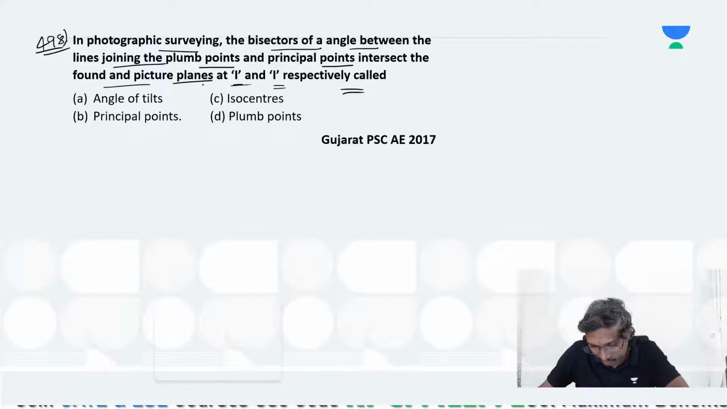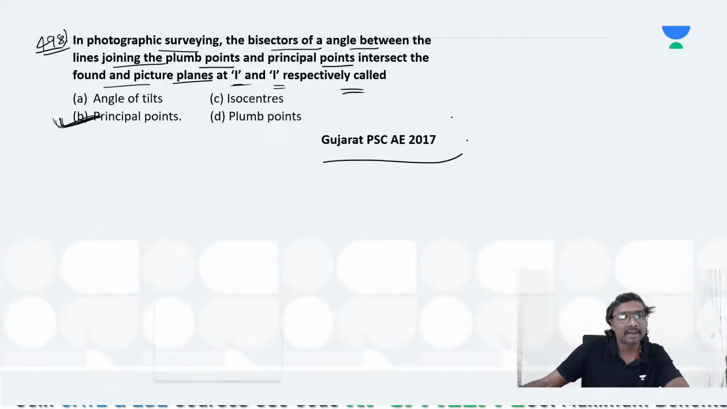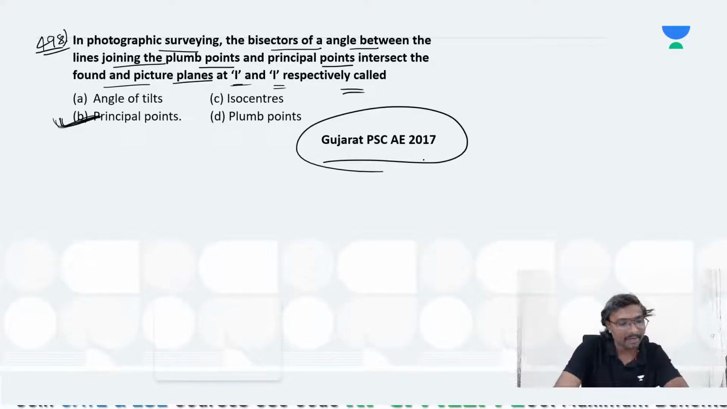The points you can call them generally principal points, right? Plumb points are nothing but your principal points only. So with reference to them only we'll be taking the measurements, if you just observe. Whatever you are measuring on the ground and on the photo will be converted to the corresponding ground distance. Relief displacement and everything also will be based on these things only.